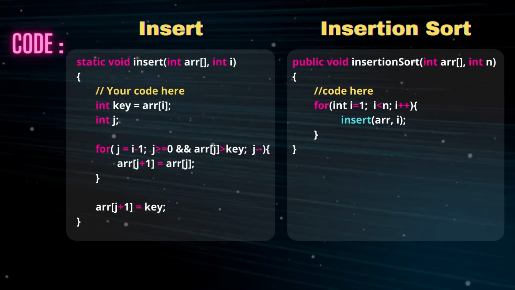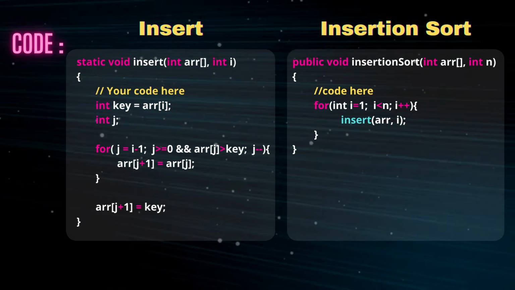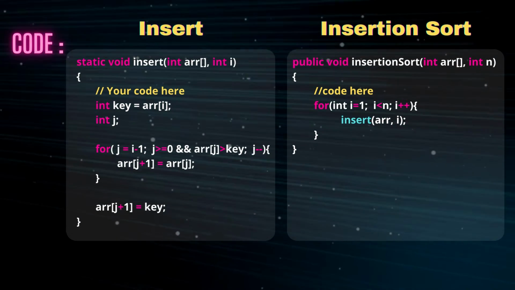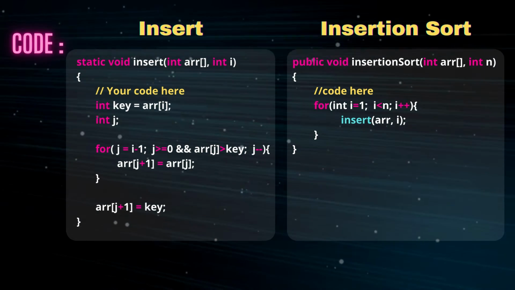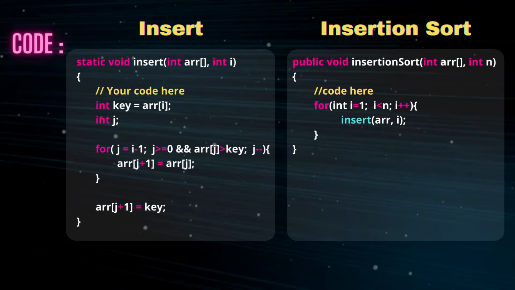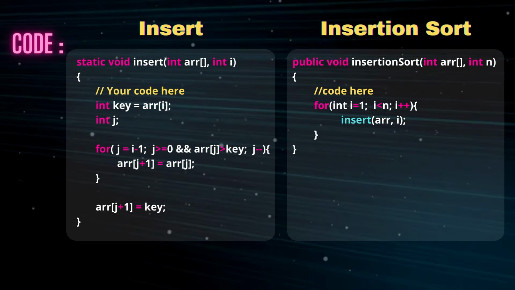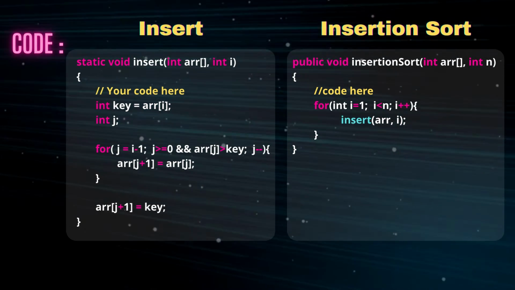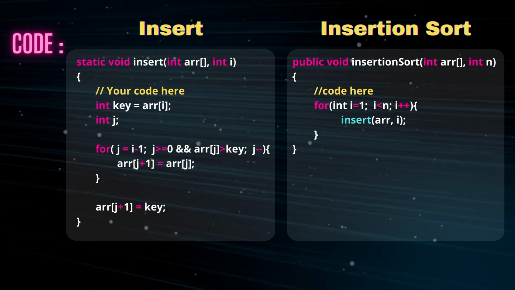Now let's jump into the code. Let's see the insertion sort function first. We'll run a loop and inside it we'll call the insert function. The i here is the particular element which we'll compare with other elements. In the insert function, we'll initialize key, that is the element we want to compare. We'll compare the element with all others and place it accordingly.